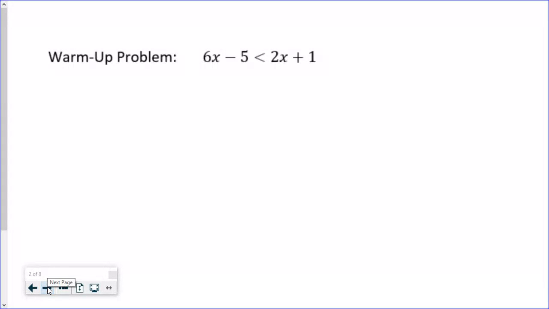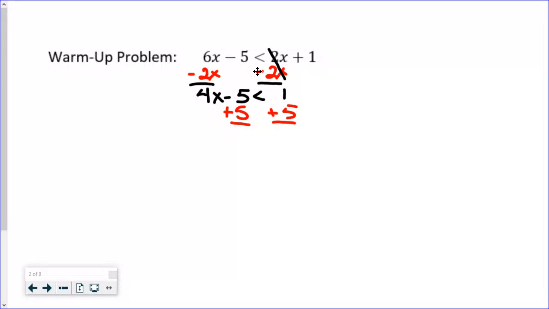Okay, so just as a warm-up, here's an inequality with variables on both sides. Remember, move the smaller variable first. What do I mean? I mean minusing 2x from both sides, and that gives you 4x minus 5, the less than symbol, make sure you're not writing equal to's, and then a 1. Okay? Then add 5, okay? So you have 4x is less than 6.